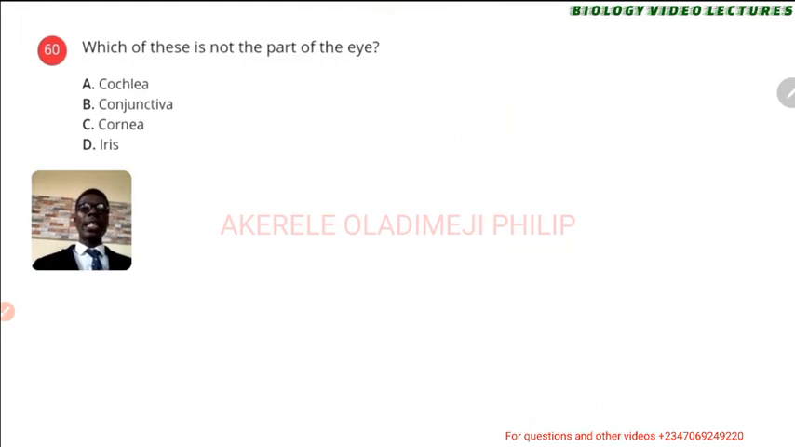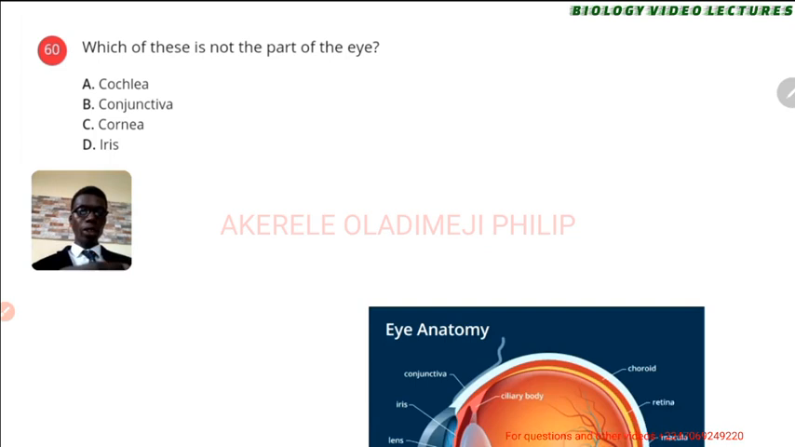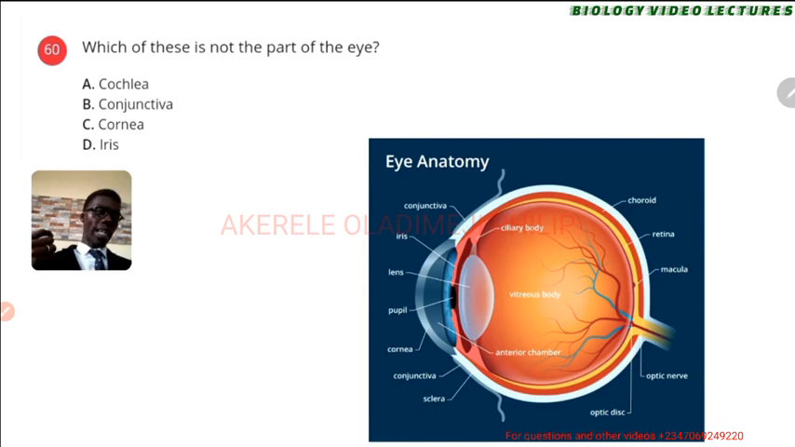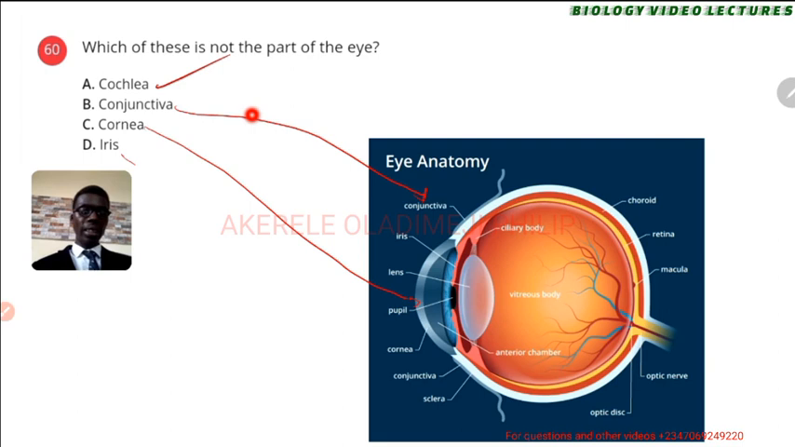Now, which of these is not a part of the human eye? I want you to look at this for a few seconds, because you are meant to know this offhand, since you won't be given diagrams to see in your exam. I just brought this as a reminder for you. Of course, the cochlea is the answer. That's found in the inner ear. You can see here, this is the conjunctiva, this is the cornea, and this is the iris. All of these are found in the eye, except for the cochlea, which is found in the inner ear of the mammalian ear.